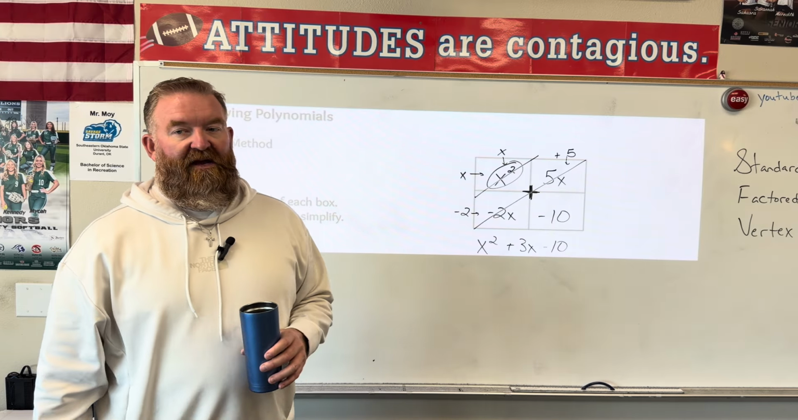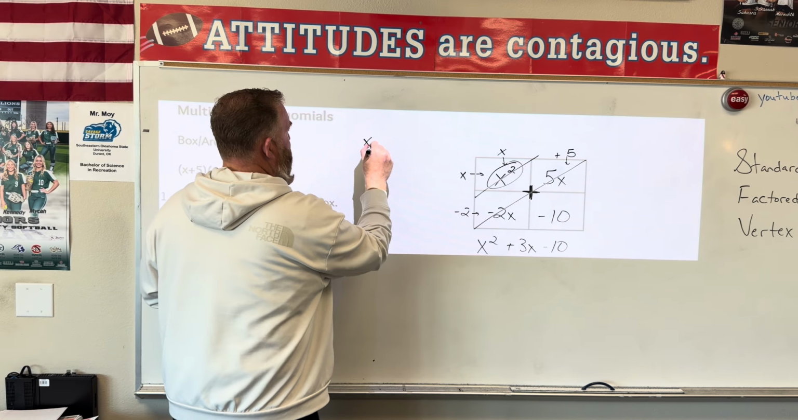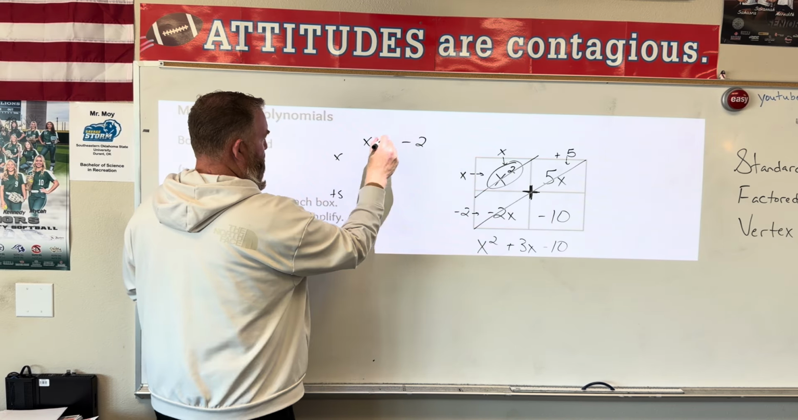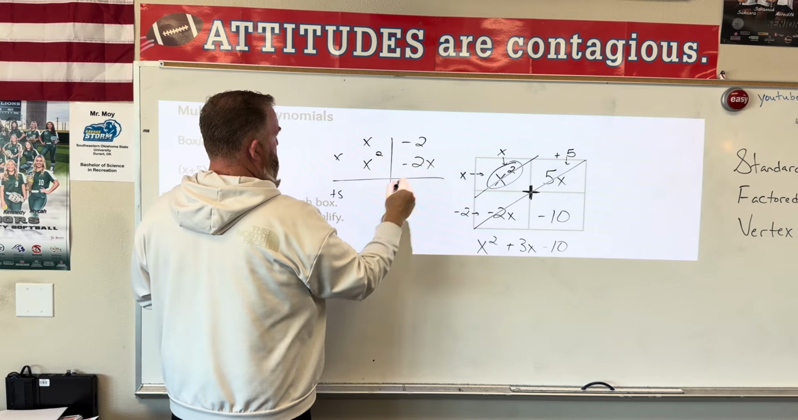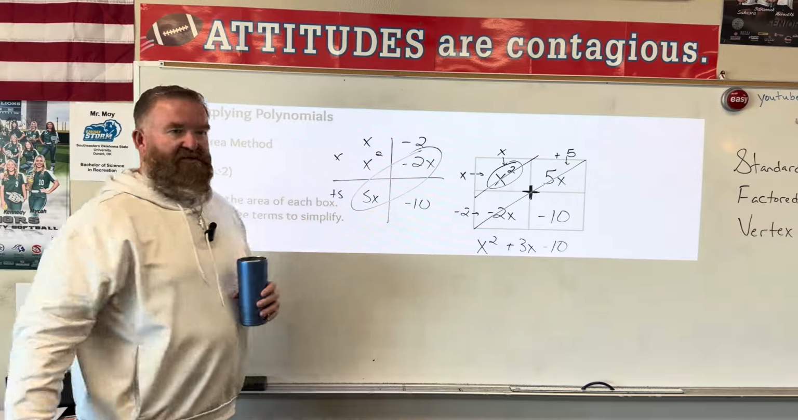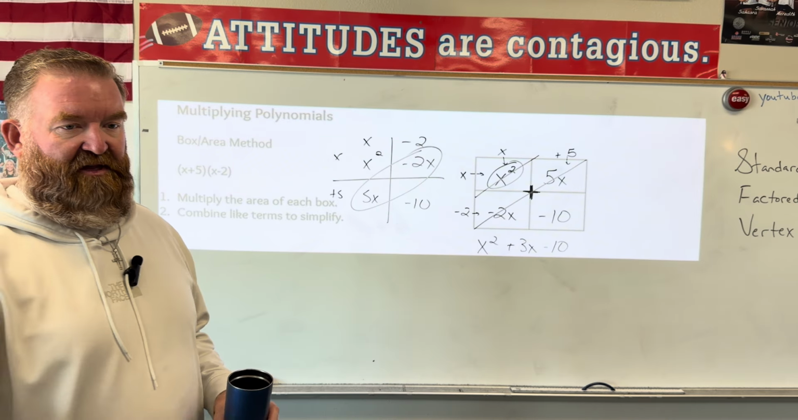It also doesn't matter if you put the other one on top. Let me show you this. X minus 2, x plus 5. Let me show you this real quick, okay? Everybody with me? X squared, negative 2x, positive 5x, negative 10. The only difference is these two are switched. It doesn't matter which one goes on top, which one goes on the side. It just flips the order in the diagonal. Yes, ma'am.